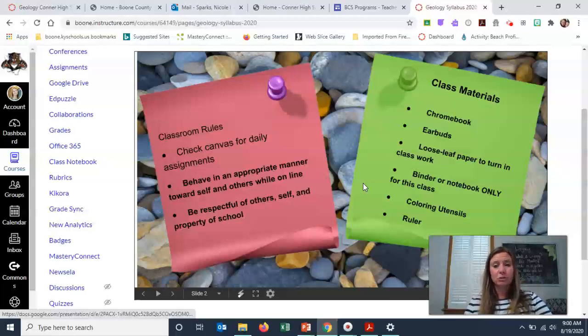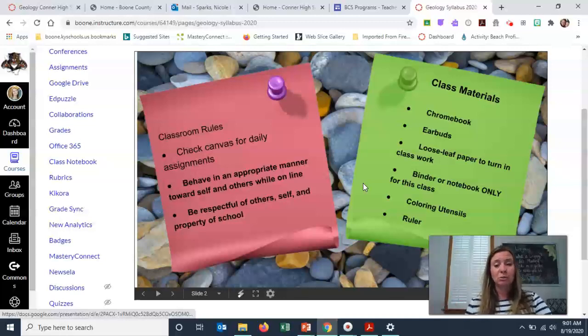Materials, clearly you need your Chromebook. I would get some earbuds if we are in the building, because there are going to be times that someone might be watching something that they need to get caught up on. So keep that in mind. I do want to make it feel like traditional school, so I ask that you get a binder and loose leaf paper so that you can take notes and put them in there. And even if you have a printer, you can print out some of the stuff that we do.